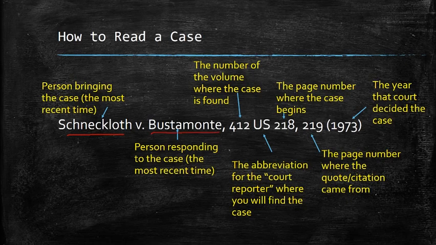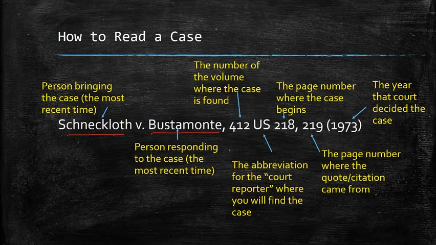So whoever is responding, they could have been the one that brought the case in the first place. They could be the one who was the defendant in the first place. It doesn't matter. It is the person responding to the appellate court. Okay, someone versus someone else, we got that part. So what's up with these numbers, letters, numbers, year?